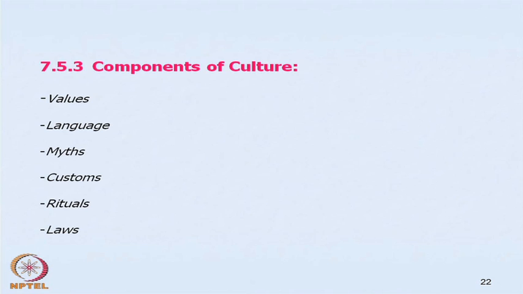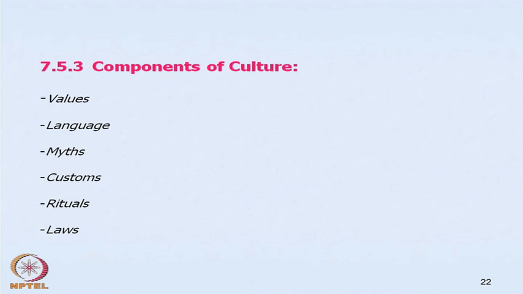It is these which make up a culture, or which characterize the social fabric of a society. So what are the various components, or what is it that constitutes culture? It is the values, it is the language, it is the myths, it's the customs and traditions, it is the rituals and it is law. Each of these acts as a constituent of culture.